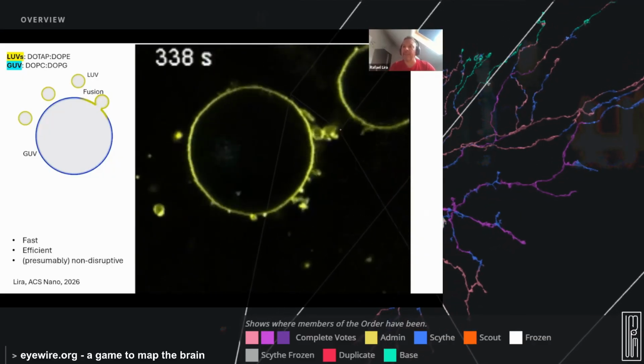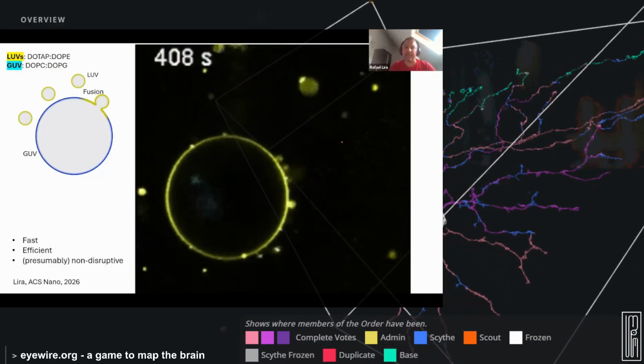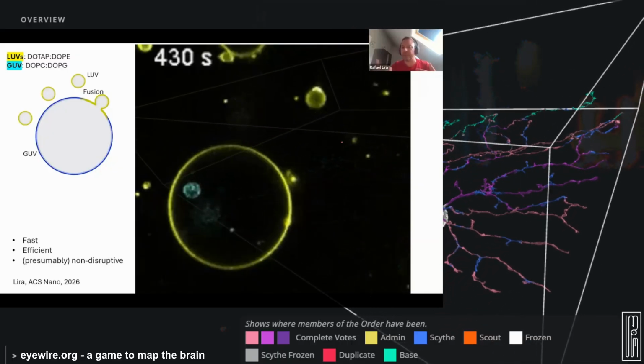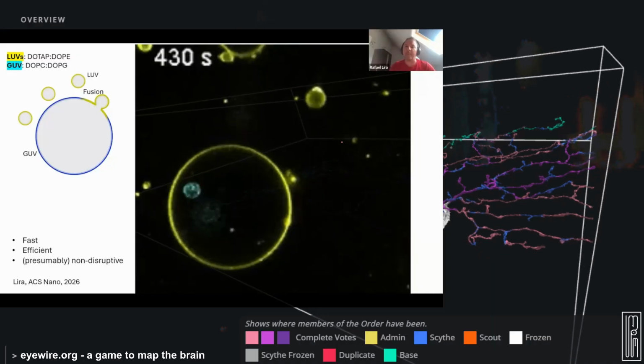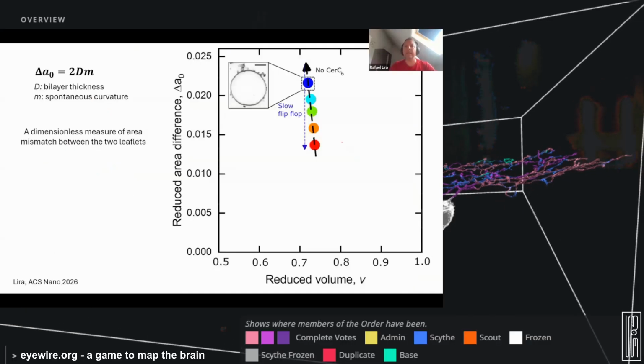And if we look closely, these buds also shrink in the process, and this makes total sense because the buds form because of spontaneous curvature, and as more LUVs fuse, the spontaneous curvature increases, and the buds will become more and more curved, meaning that they become smaller.